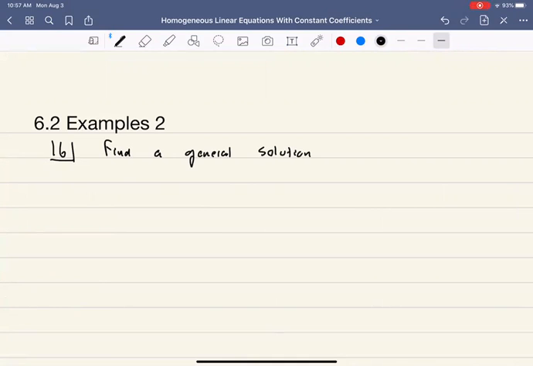So we're going to find a general solution for (D + 1)^2 (D - 6)^3 (D + 5) (D^2 + 1) and (D^2 + 4) acting on y equals 0.